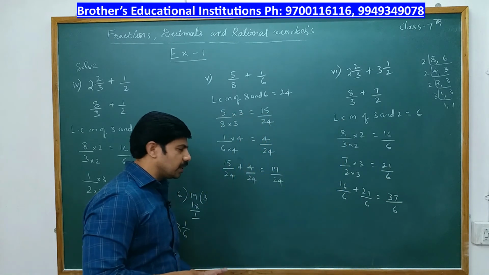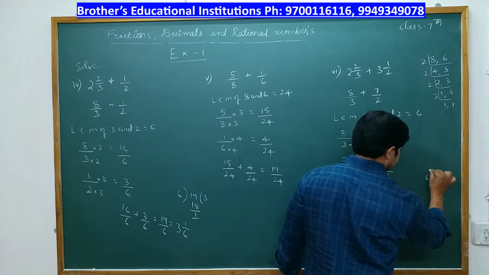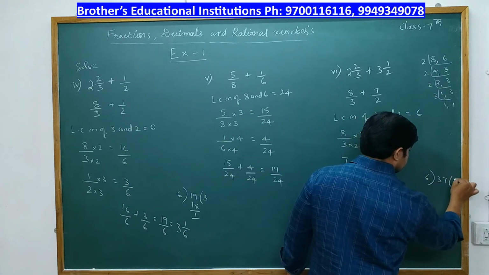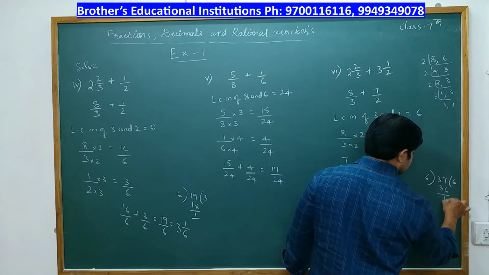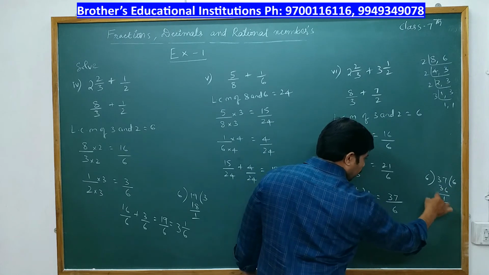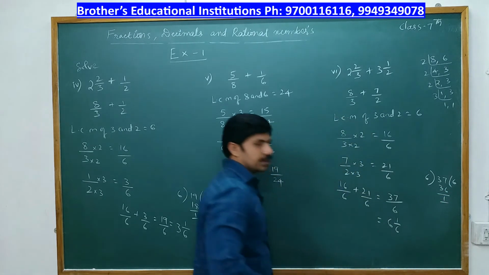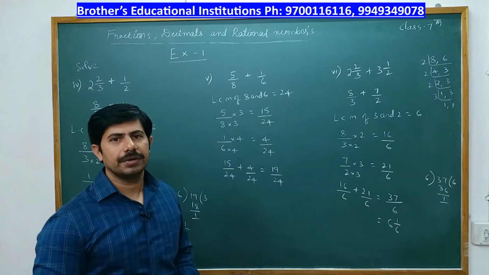So the denominator is less than the numerator. We can divide this. So I'll just divide. 6 6s are 36. So the remainder is 1. So the answer is 6 1 by 6. 6 1 by 6 is the answer. Okay. So this is completed.